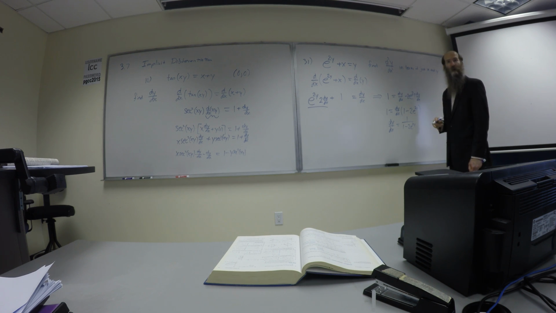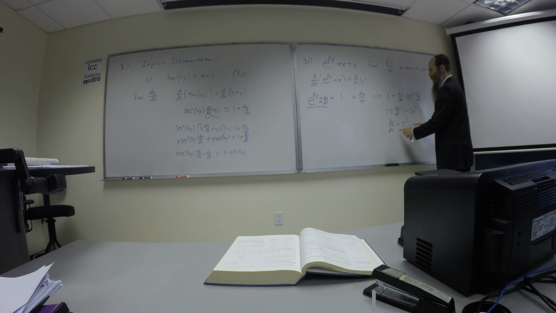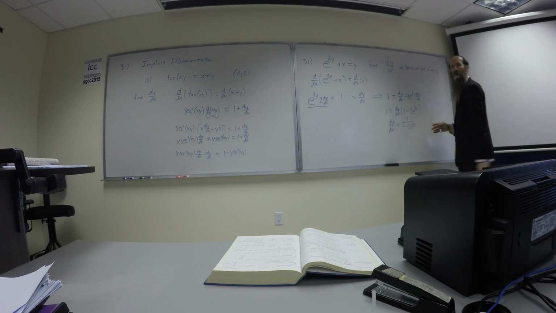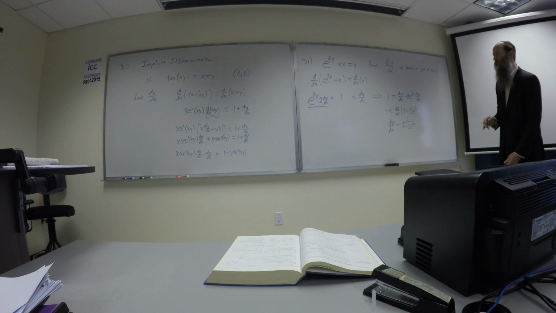You guys okay with this? All I did was divide by this, and I just switched the places so it looks like the standard way, derivative equal to stuff, reading left to right. That's all. So why do we need to take a second derivative? The problem told us to.